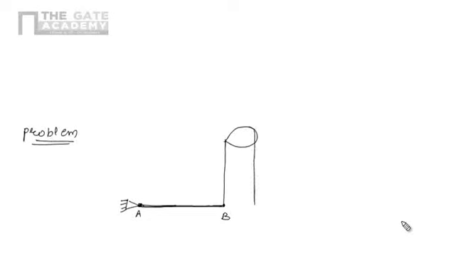Let's take another problem of equilibrium. It's a very interesting problem. There is a beam AB which is hinged at point A, and the other end B is connected with a string through two pulleys, as shown in the figure. It's connected with the two pulleys here.